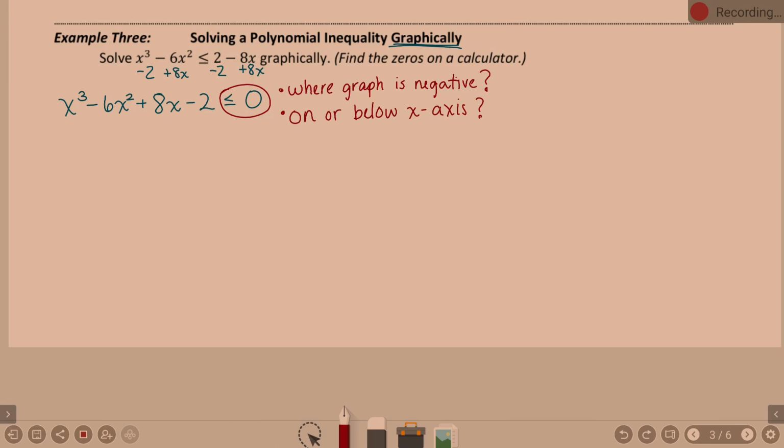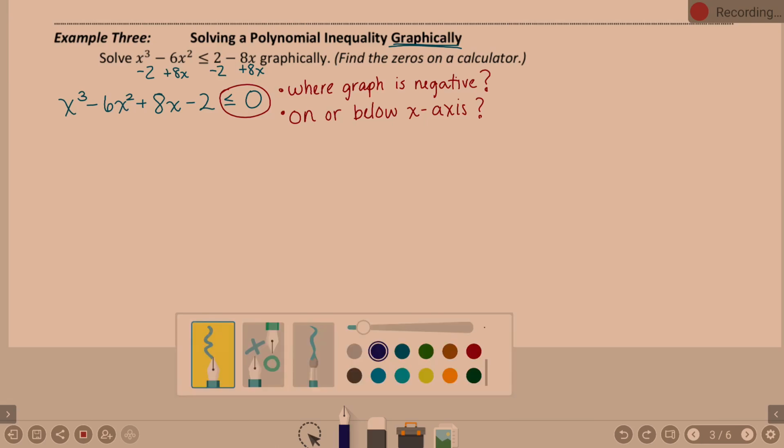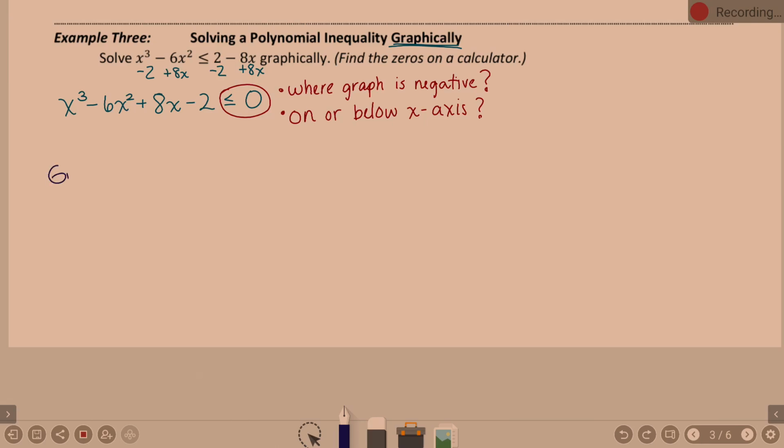Now, in order to do this problem, I know a bunch of you guys have already jumped ahead of me. That's fine. What are you doing? Yeah, you're going to have to graph it, yes. And then what are you going to have to find? The zeros. So we're going to graph.